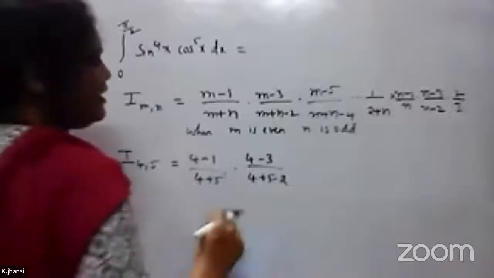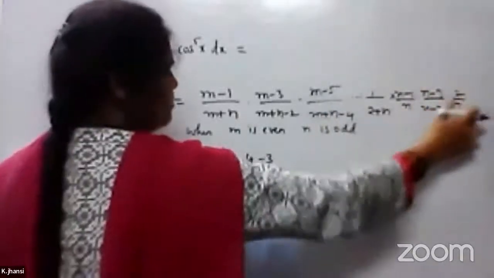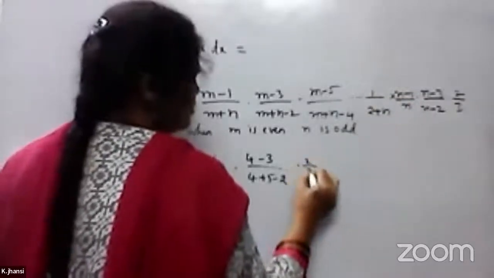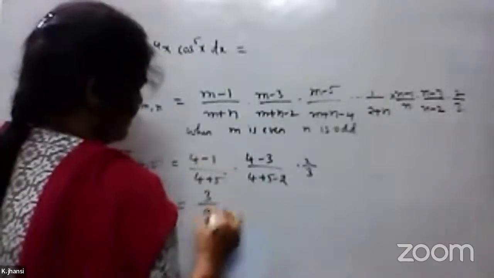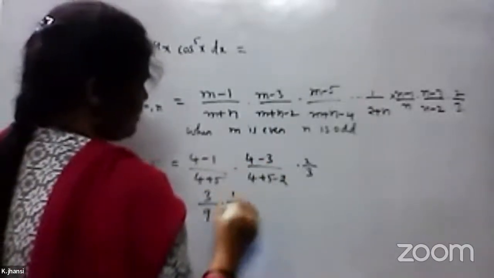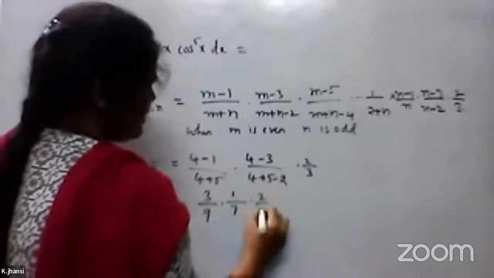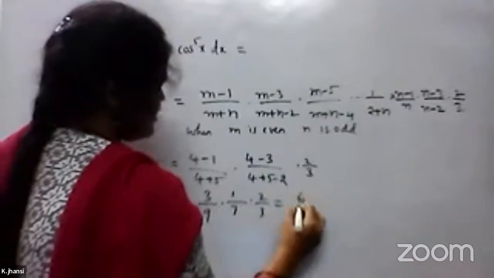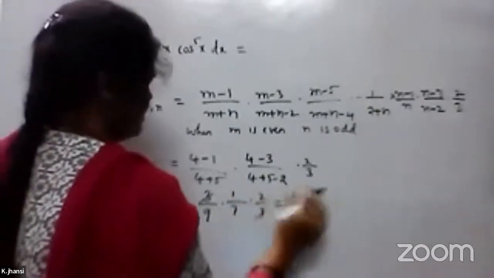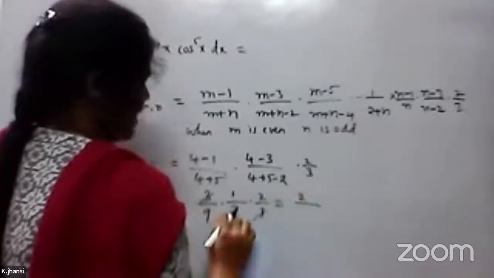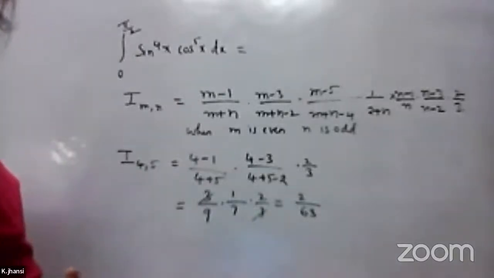And last you can write that is 1 by 2n plus 1. The last term you take is n of 2 by 3 into 2 by 3. So it is equal to 4 minus 1, 3, 3 by 9 into 4 minus 3 is 1, 1 by 7, into 2 by 3. So 3 twos are 6, both 3 will get cancelled. So 2 by, 7 nines are 63. Okay. So this is the solution of the problem.